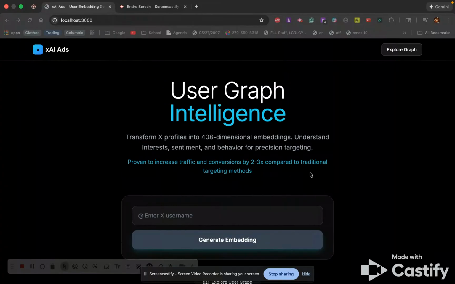We combine tweet embeddings, sentiment, and interaction data with a graph neural network to generate live, predictive user embeddings that update as conversations evolve. And this creates an ad platform that knows what people care about right now and not yesterday. Now, let's take a look at the graph.